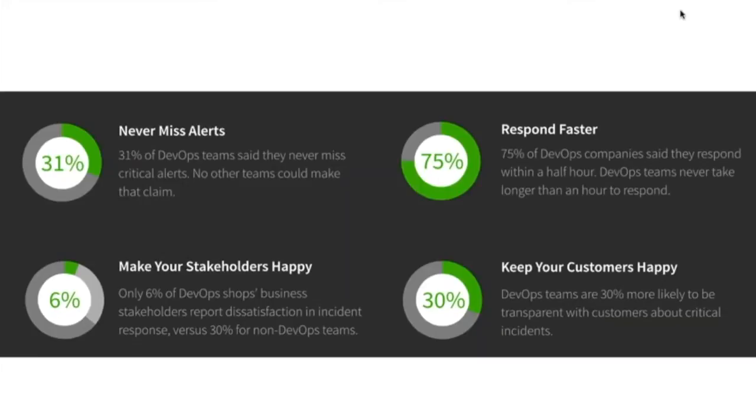Agreed. But what we have definitely seen is that by adopting some of these principles of DevOps, teams aren't missing alerts as much. They're responding faster, so they're able to get to issues much quicker, because there are fewer layers getting in the way of different people trying different things before it got to them. And ultimately, the last 2 points on this slide, just around keeping stakeholders happy, keeping customers happy.